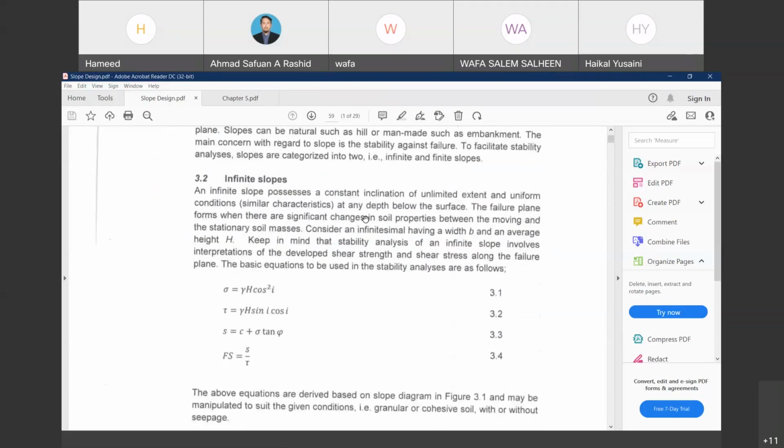Okay, so this is another example where I use Dr. Kamaruddin's reference book. For this example, we use the raw equations to derive the factor of safety. Again, it is easier to understand the concept of the shear stress and also the shear strength.